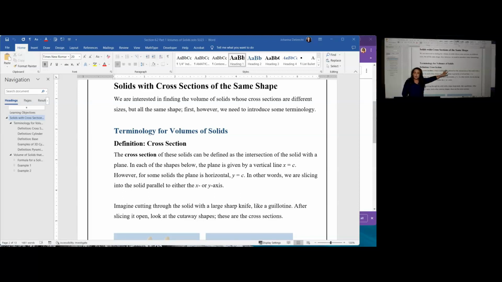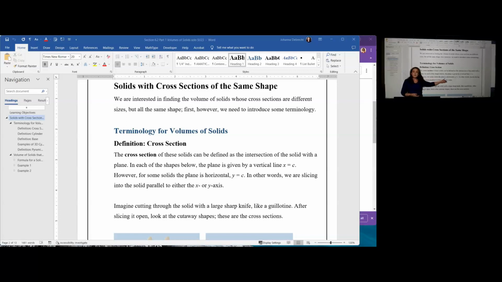First, let's talk about the cross-section. The cross-section of these solids can be defined as the intersection of the solid with a plane, where a plane, of course, is basically a line cutting through in one dimension. In each of the following shapes we're going to look at, the plane is given by the vertical line x equal to some constant. In other words, you're cutting through there with vertical lines which are parallel to the y-axis.